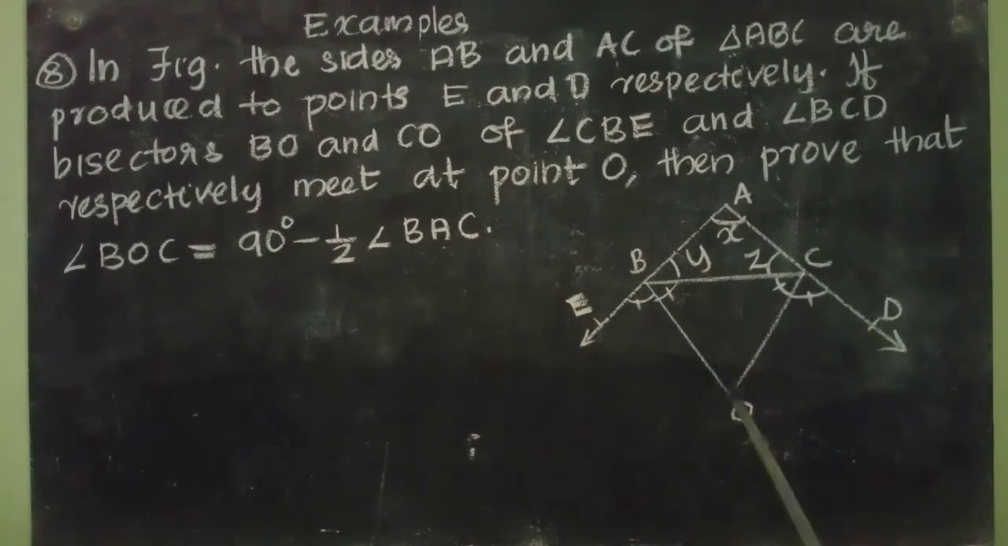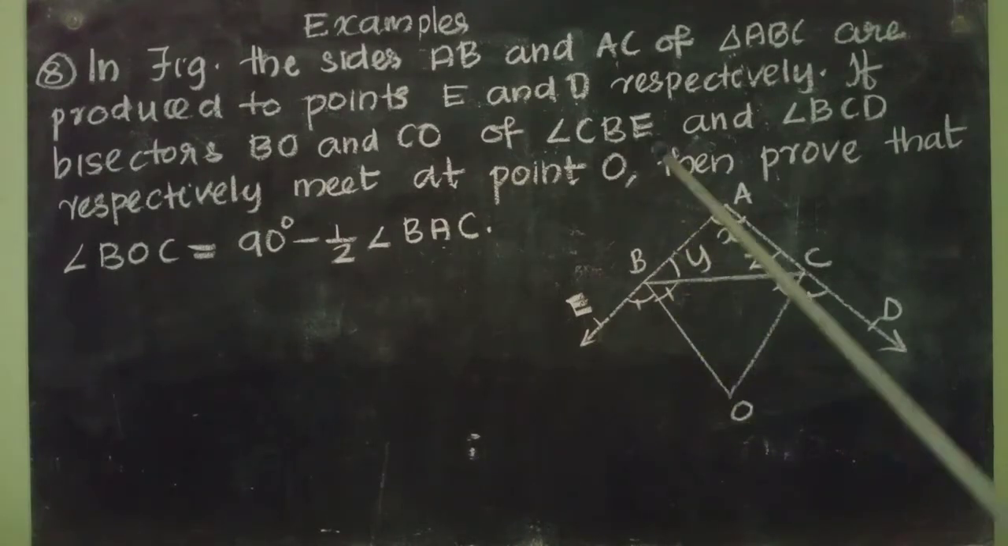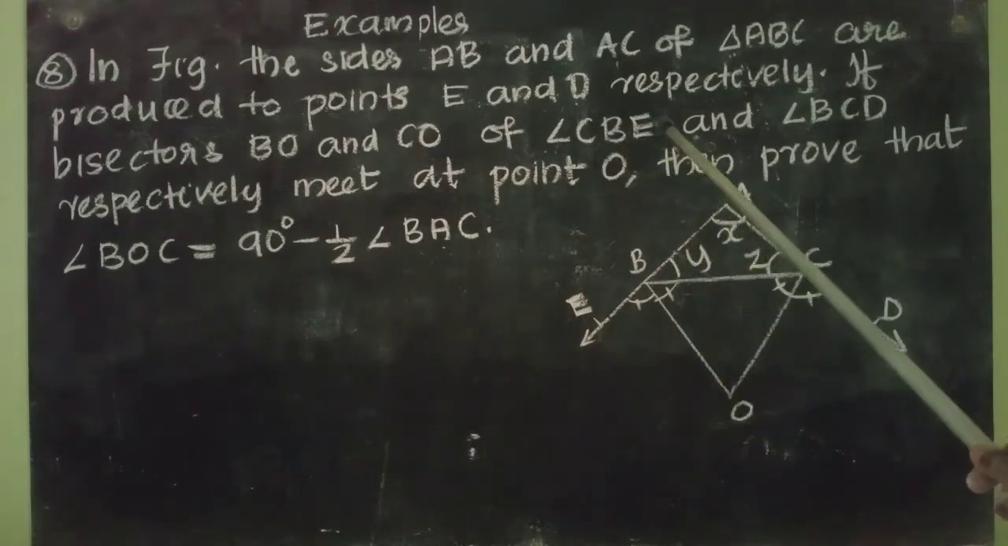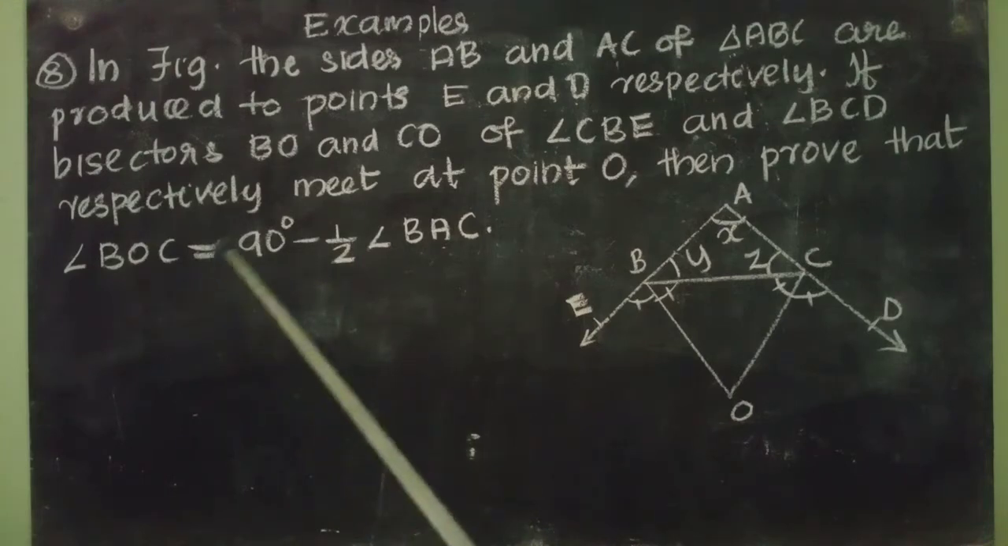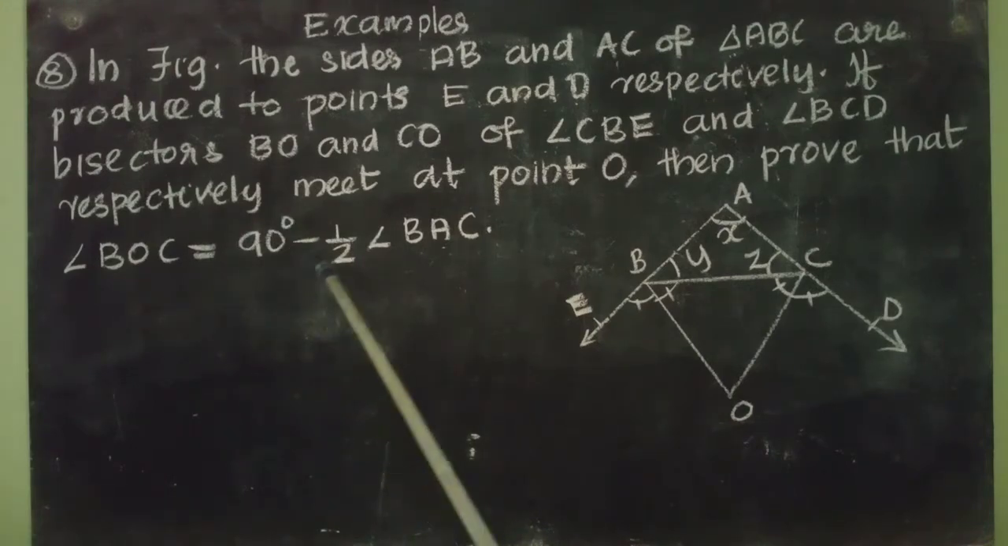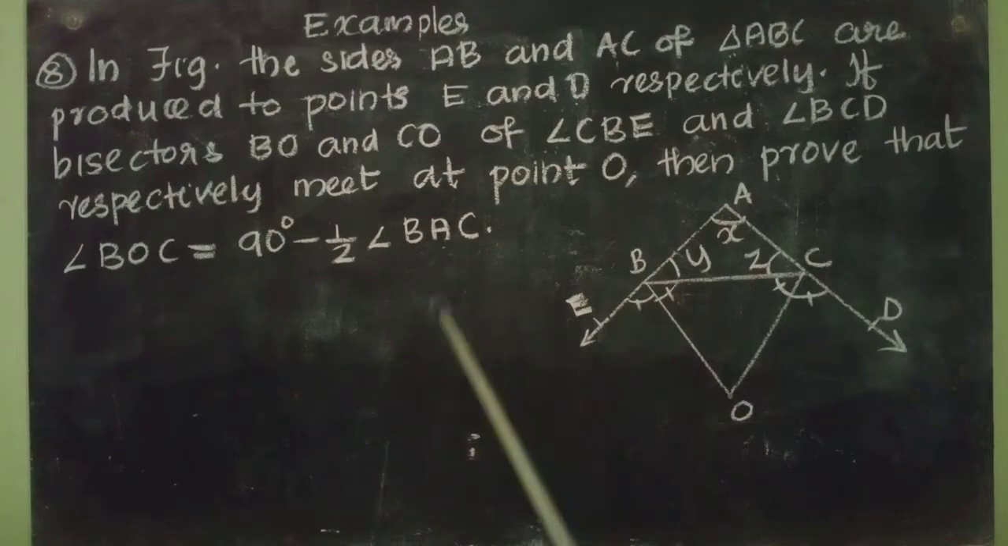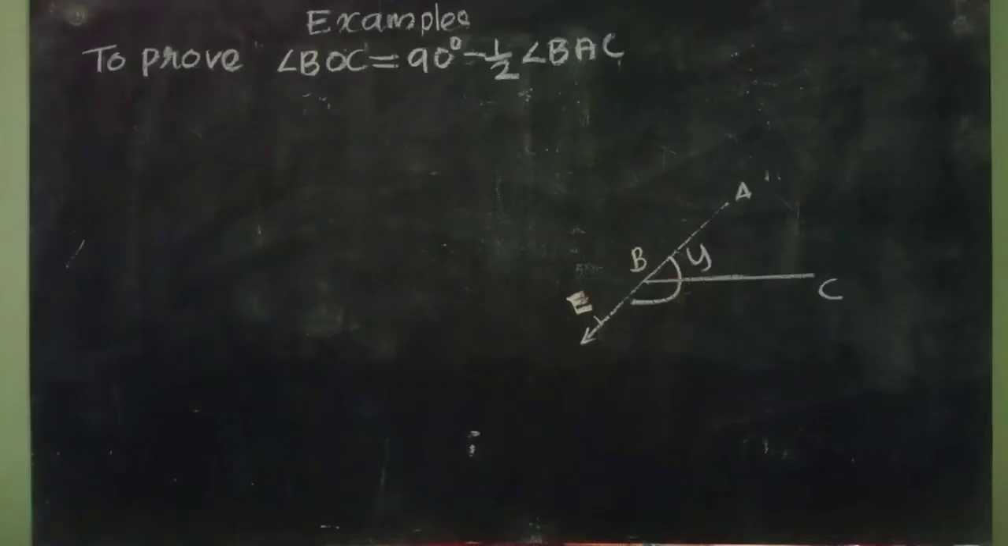So BO and CO are the bisectors of angle CBE and angle BCD respectively, and these bisectors meet at the point O. We need to prove angle BOC equals 90 degrees minus half angle BAC. So let us discuss the answer.